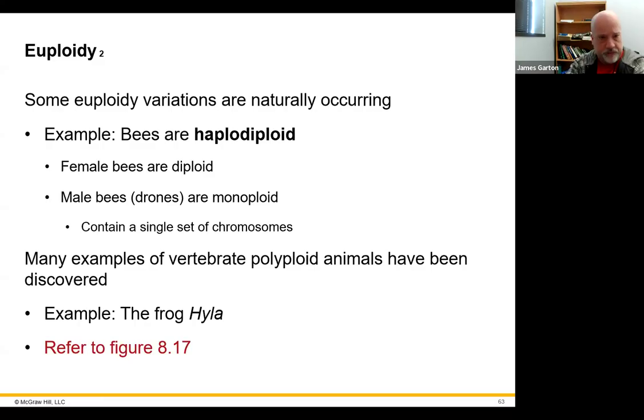In some organisms, for example bees, you might experience haplodiploidy. Female bees are diploid. They result from a fertilized egg. Male bees are monoploid. They result from an unfertilized egg. And there are some examples, fairly well studied, where polyploid animals have been found.